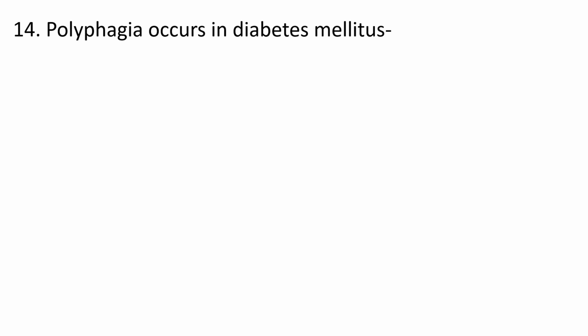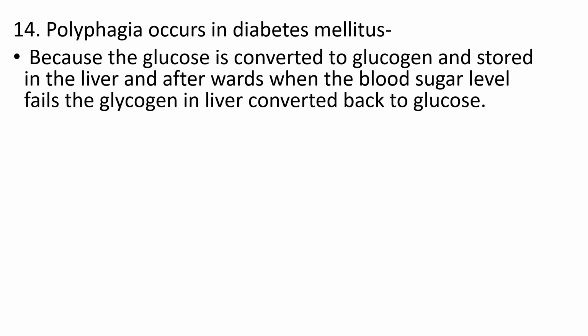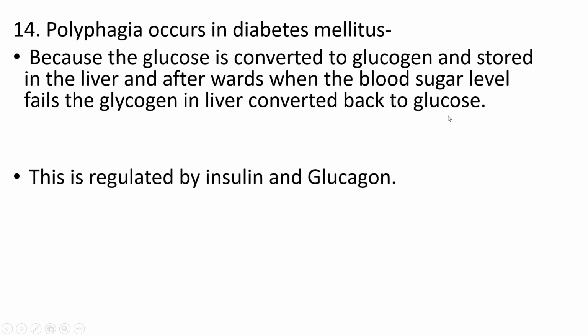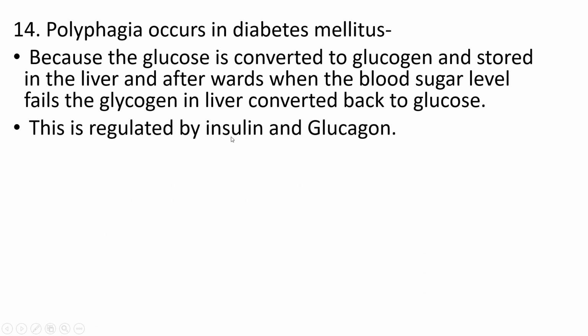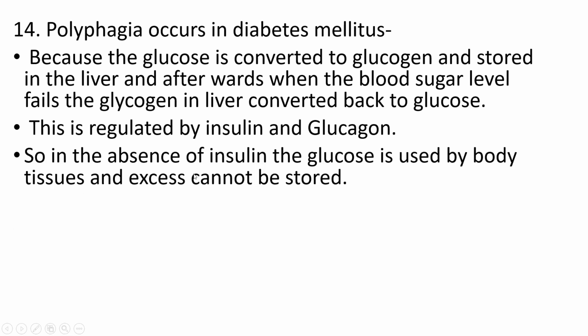So what will happen? Whatever carbohydrate is in the body will be utilized fast and cannot be stored. The tissues lack insulin, and that is when we feel appetite. That is why polyphagia occurs in diabetes mellitus. Normally glucose is converted to glycogen and stored in the liver, and afterwards when the blood sugar level falls, the glycogen in the liver is converted back to glucose, regulated by insulin and glucagon. But in the absence of insulin, the glucose is used by the body tissues and the excess cannot be stored. This leads to polyphagia.